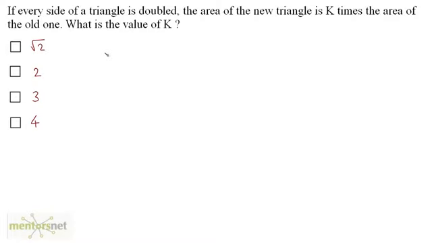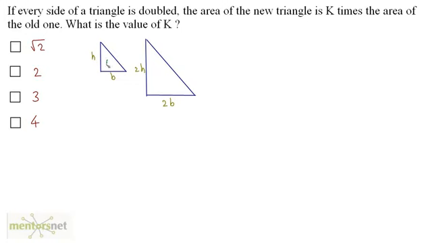If every side of a triangle is doubled, the area of the new triangle is K times the area of the old one. What is the value of K? So for simplicity purposes, let us consider right angled triangles. So this is the initial triangle. Let its base be B and height be H. Now we are doubling every side of the triangle. So the base will be doubled, that will be 2b, and the height will also be doubled, that will be 2h.